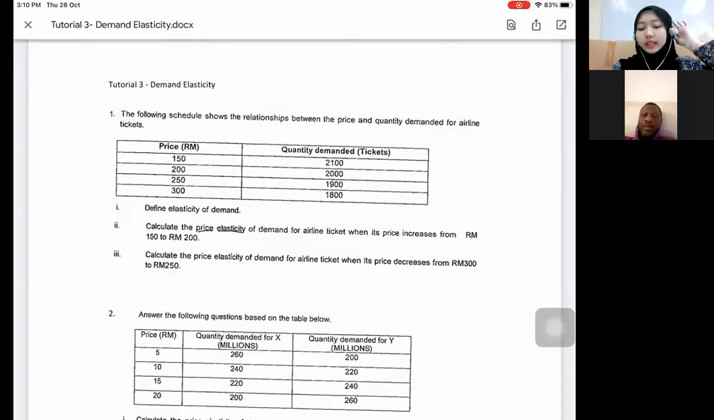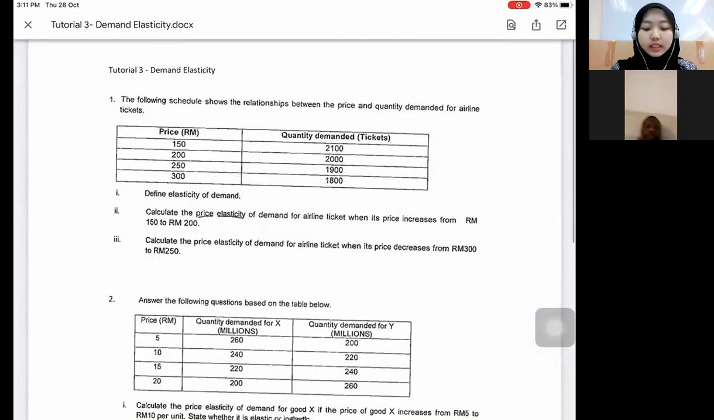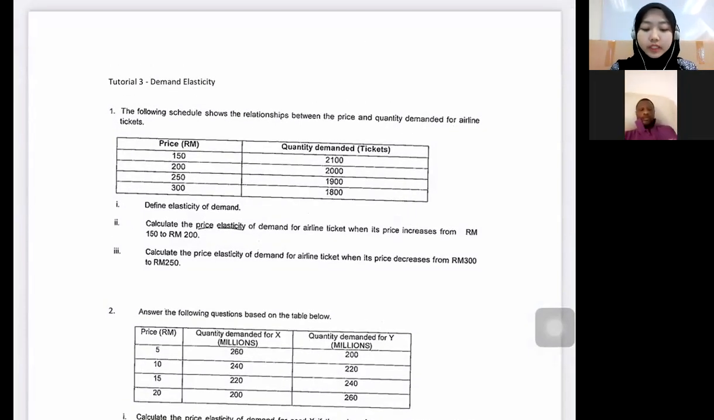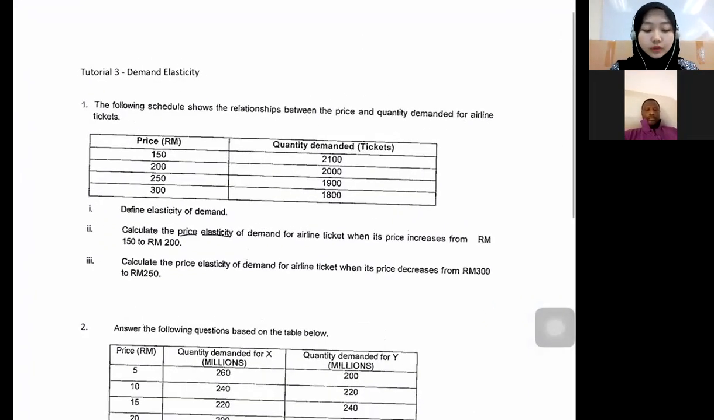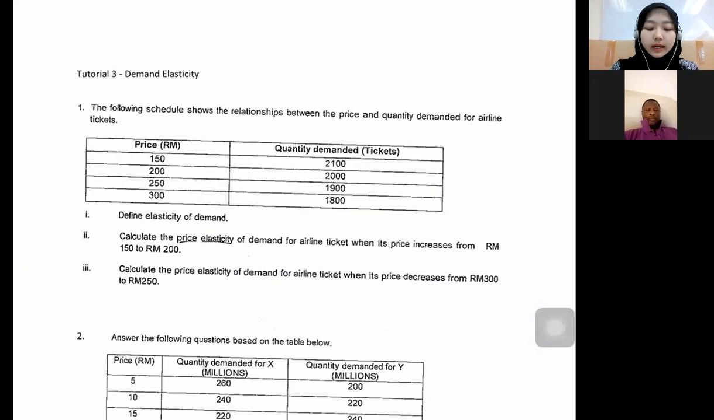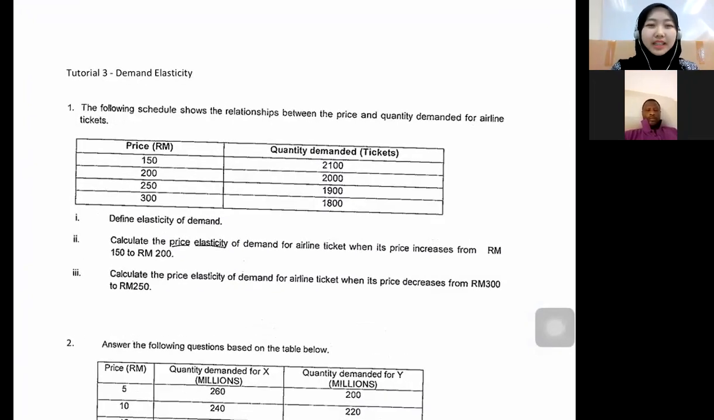Okay. Let's just take a quick recap while the pen is charged. For tutorial 3, I promised to show you the exact question, like an exam question, right? So this is the question on demand elasticity. As you can see, they are asking similar things to the one that we did on the slide last time, right?